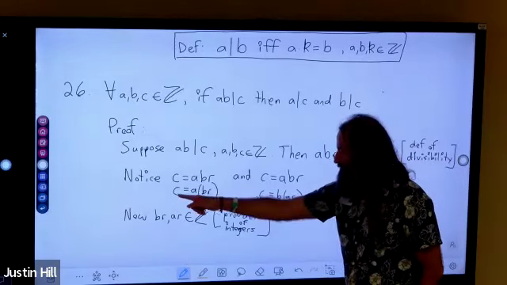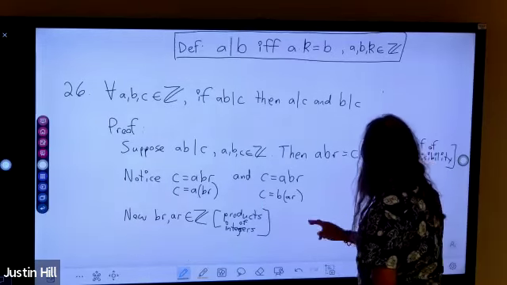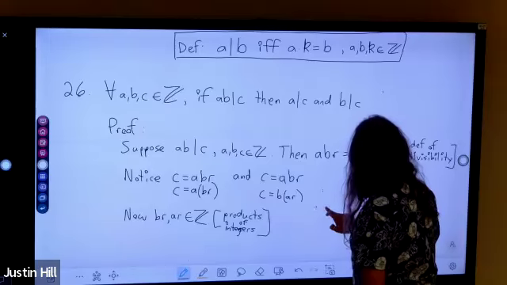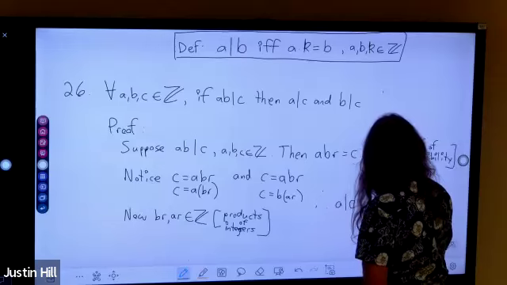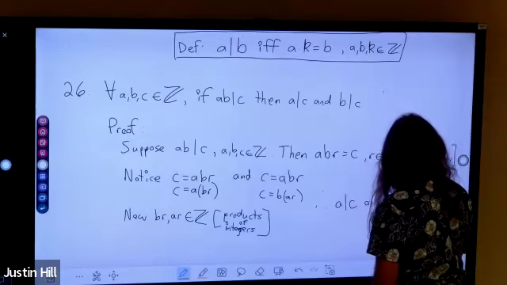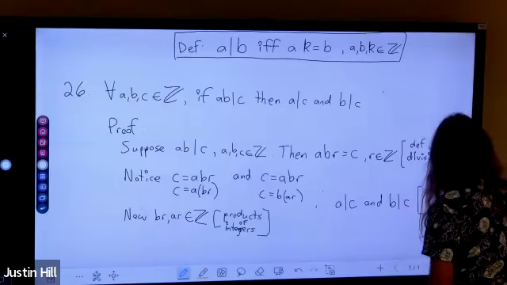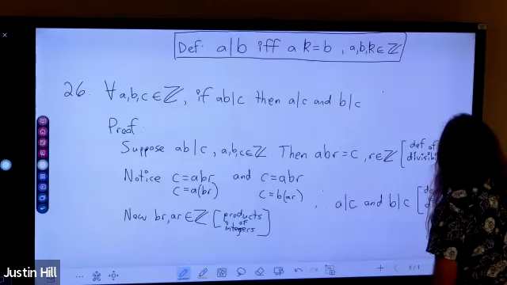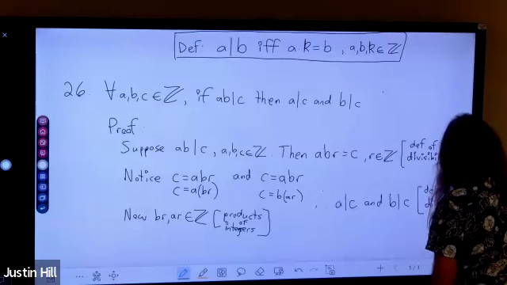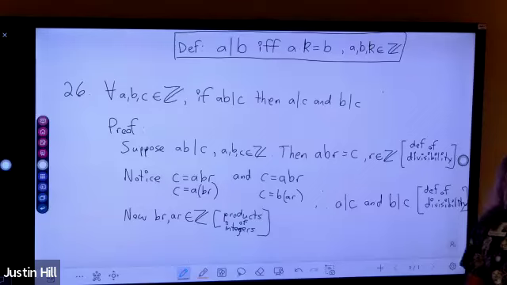So this line says C equals A times an integer, this line says C equals B times an integer. So therefore, A divides C and B divides C. And again, this is the definition of divisibility. And we've got it, we've got the proof.